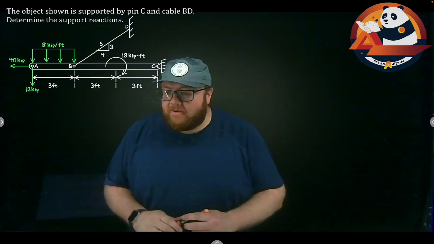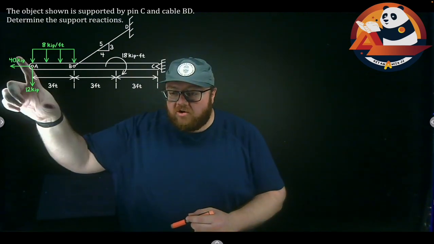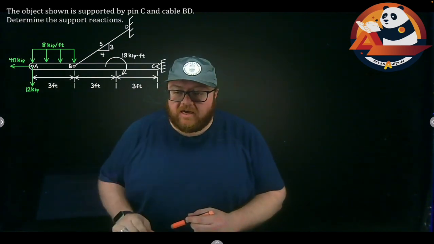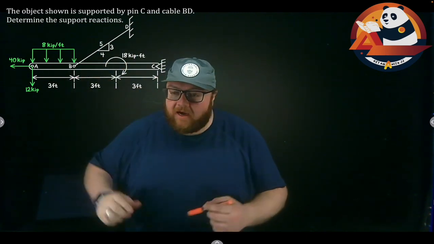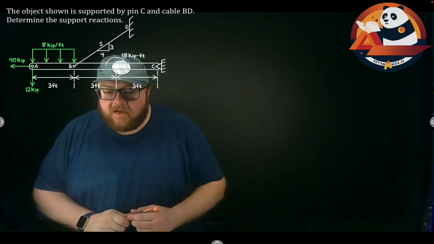Let's go ahead and tackle an example problem. So we have the objects shown are beam A, B, C, supported by a pin here at C, and by a cable that goes from B up to D. Let's find our support reactions. So let's start out there.